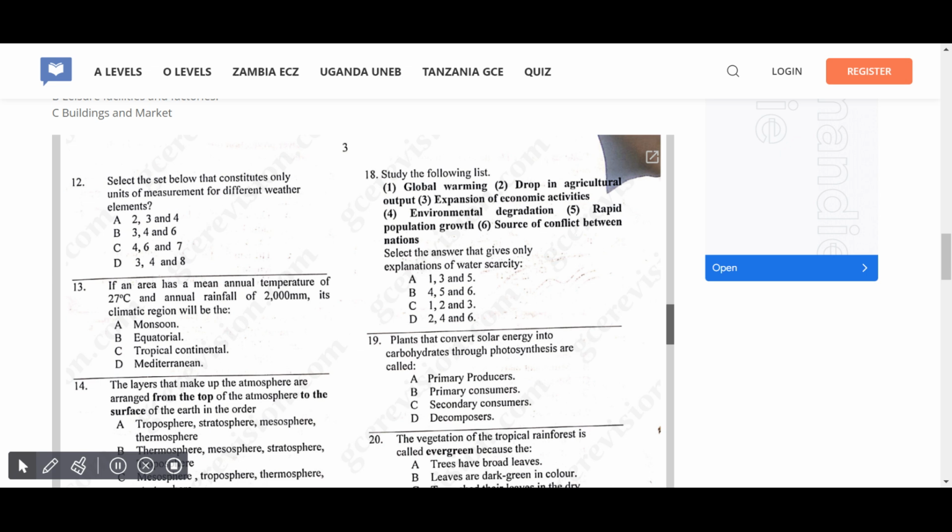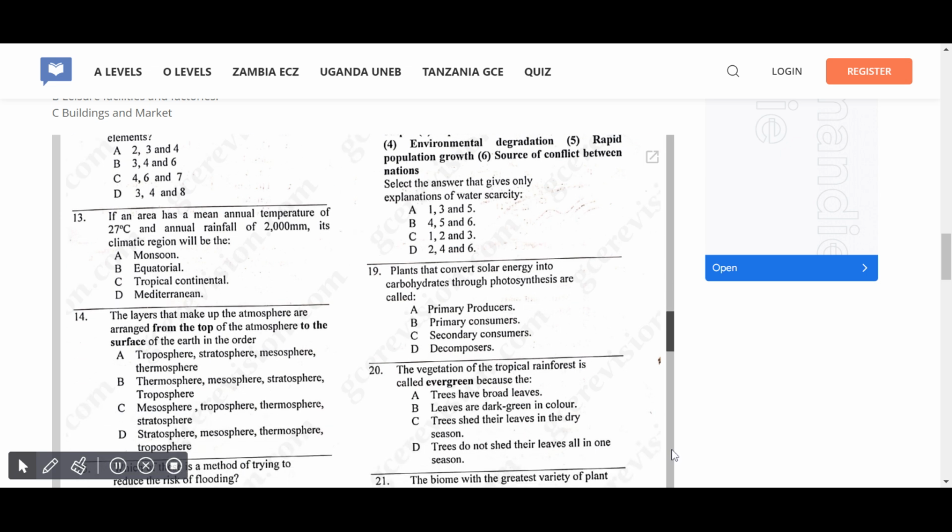If an area has a mean annual temperature of 27 degrees centigrade and an annual rainfall of 2,000 millimeters, its climatic region will be. The answer is B, equatorial region. Question 14.